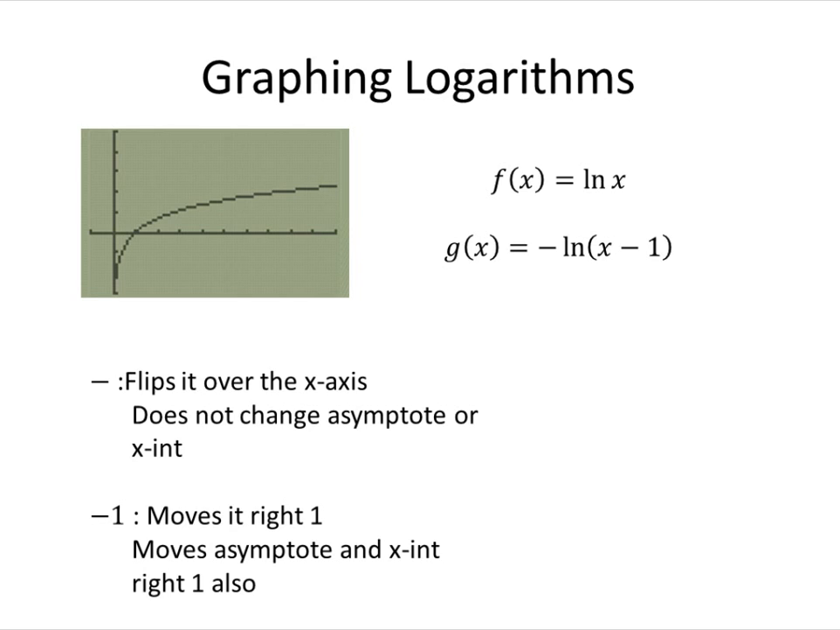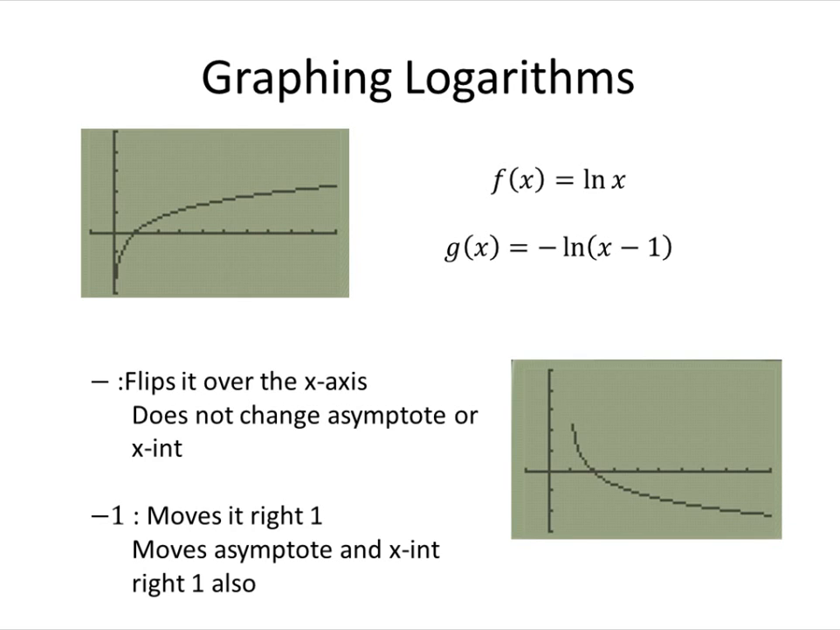So when we make those two transformations, this is what our graph ends up looking like. You can see that it's been flipped over the x-axis. It has been moved right 1. The asymptote is now at x equals 1. Our x-intercept is now at 2.